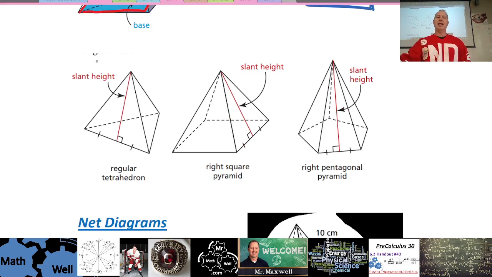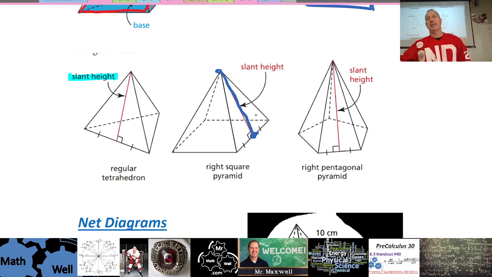And that different kind of height is called the slant height. Now notice that the overall height, I'll draw it on this diagram in blue, was from the apex to the center of the base. That's the height. The slant height is from the apex, from the very tippy top point, down along the middle of the triangle to the side edge.